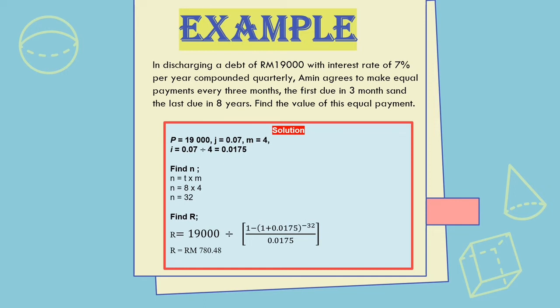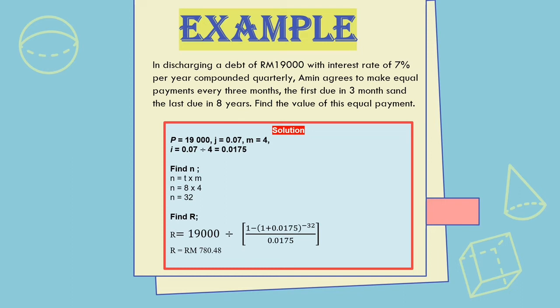So M here is from the compounded frequency. So in this question it's being called compounded quarterly. Then we put it as 4. Then we have to find the I here, the interest rate. So to find interest rate, we have to divide 0.07 with 4, then it will become 0.0175.